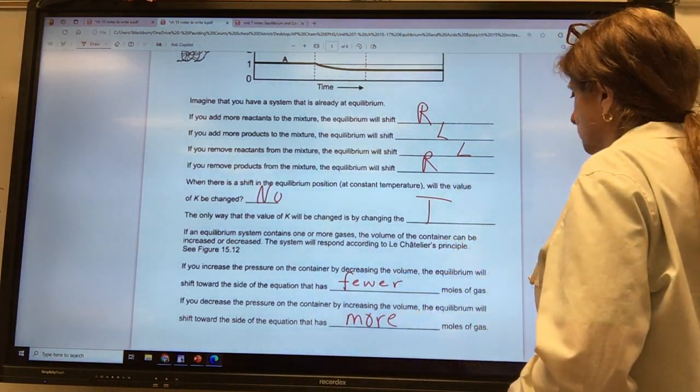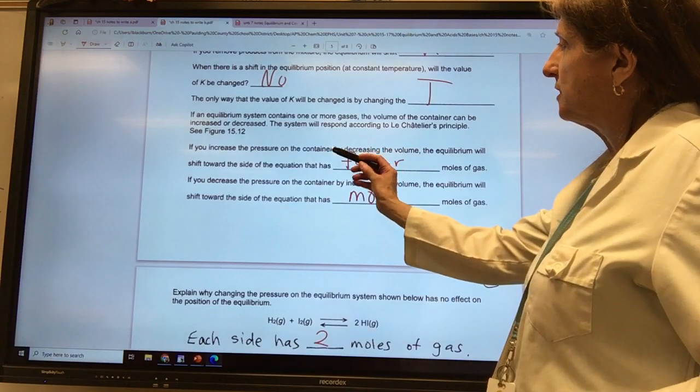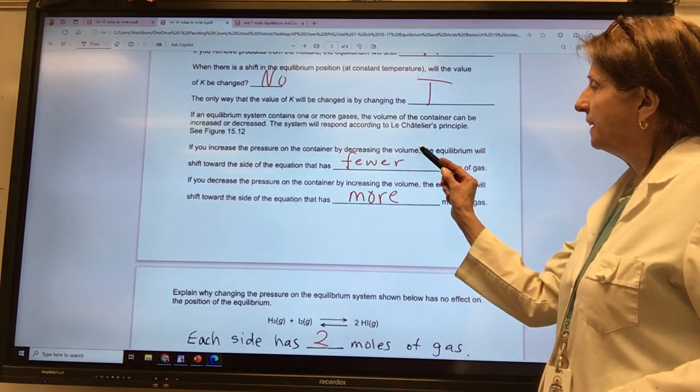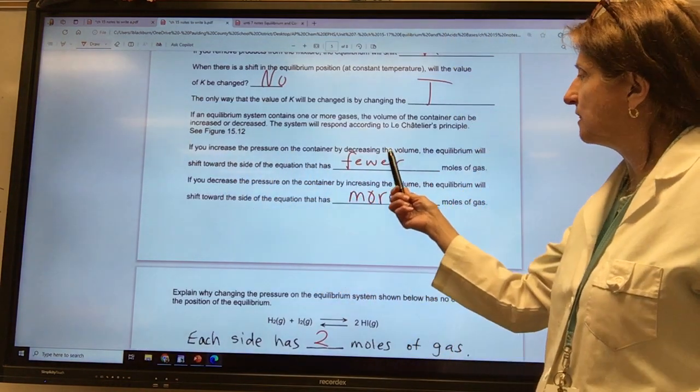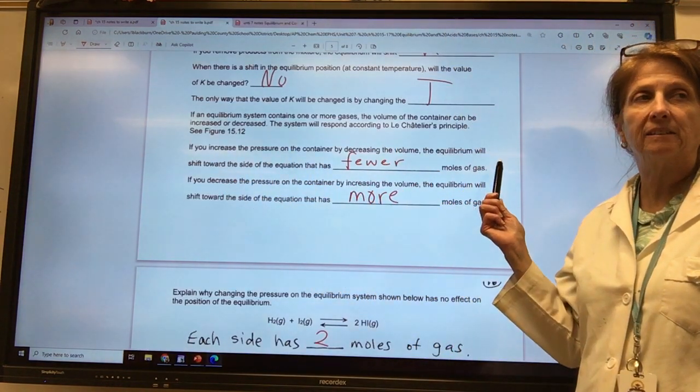So how this is written is this way. If you increase the pressure on a container by decreasing the volume, the equilibrium will shift to the side that has fewer moles of gas.